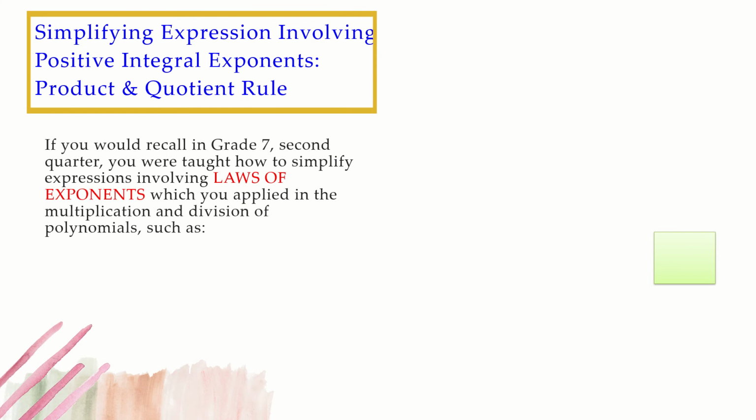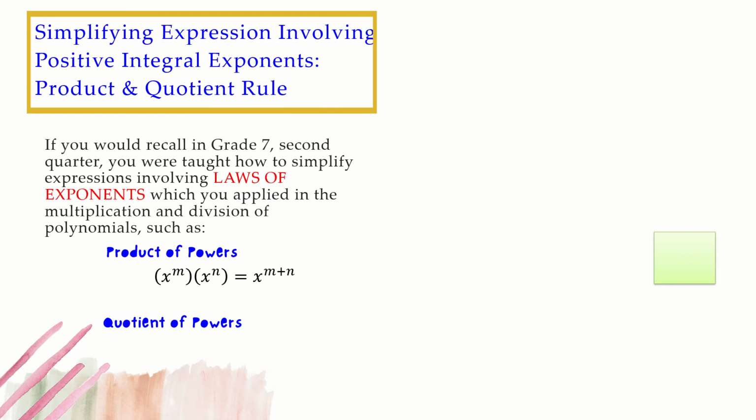To start with the first lesson, entitled Simplifying Expressions Involving Positive Integral Exponents Using Product Rule and Quotient Rule. If you would recall in grade 7, second quarter, you were taught how to simplify expressions involving laws of exponents, which you applied in the multiplication and division of polynomials, such as the following: product of powers, wherein multiplying the same base with different exponents, x exponent m times x exponent n is equivalent to the same base x raised to exponent m plus n. So in Bisaya, if we multiply powers of the same base, copy the same base, then add exponents m and n. Next is quotient of powers.